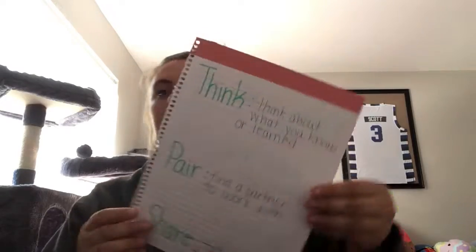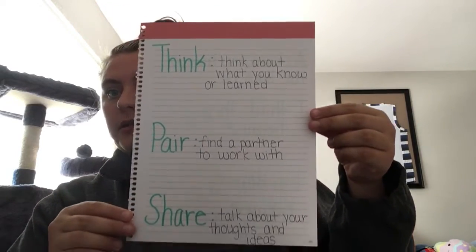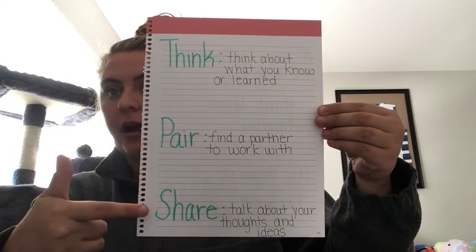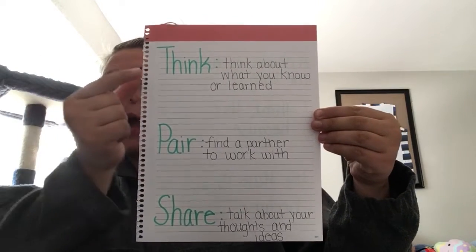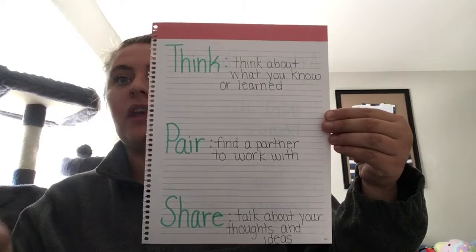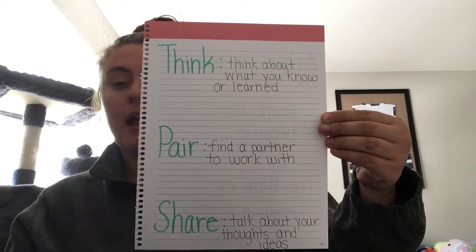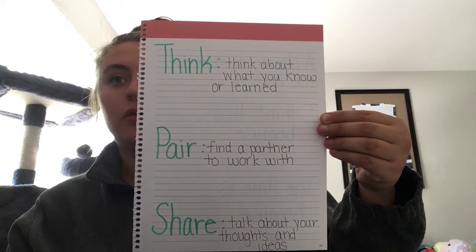So the first thing that I like to do with my students is I like to make an anchor chart or give them a poster of their expectations for the strategy that they're about to use. So I have created an anchor chart right here, and it says think, pair, share. Think, I wrote that I want my students to think about what you know or learned. That's to help in answering the question or the problem.